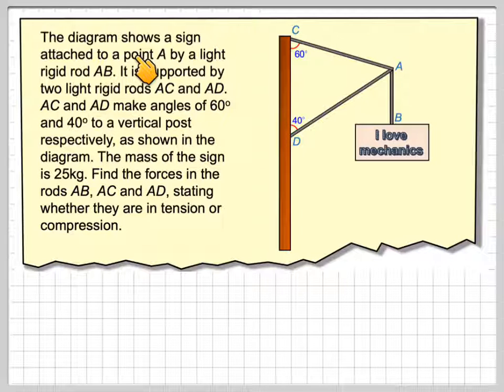The diagram shows a sign attached to a point A by a light rigid rod AB. It's supported by two light rigid rods AC and AD, making angles of 60 and 40 to a vertical post respectively, as shown in the diagram. The mass of the sign is 25 kilograms. Find the forces in the rods AB, AC and AD, stating whether they are in tension or compression.